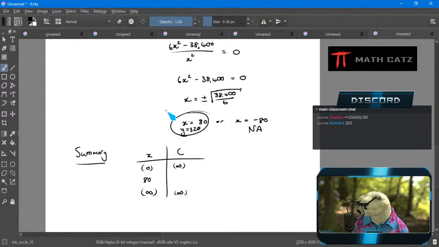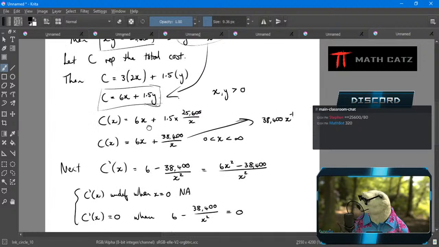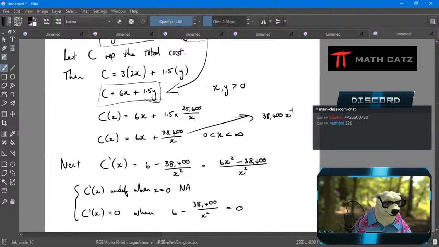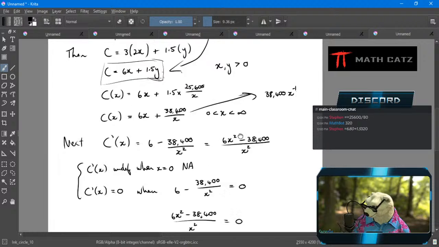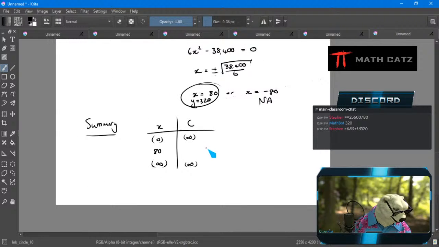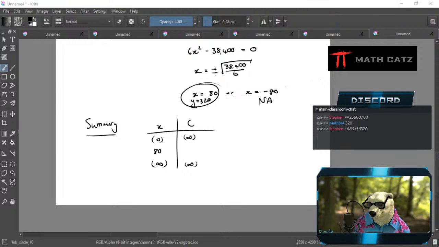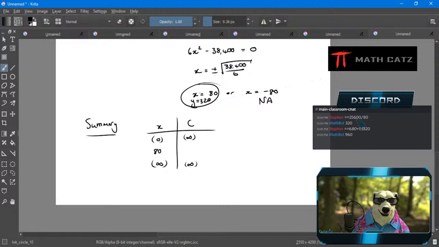And then I can go back to my cost here. I want to pick the simplest calculation. And the original version, the sort of original version of the cost is nicest. So I have 6 times 80 plus 1.5 times 320. And so we get, oh, I need 2 equal signs. Right. $960.